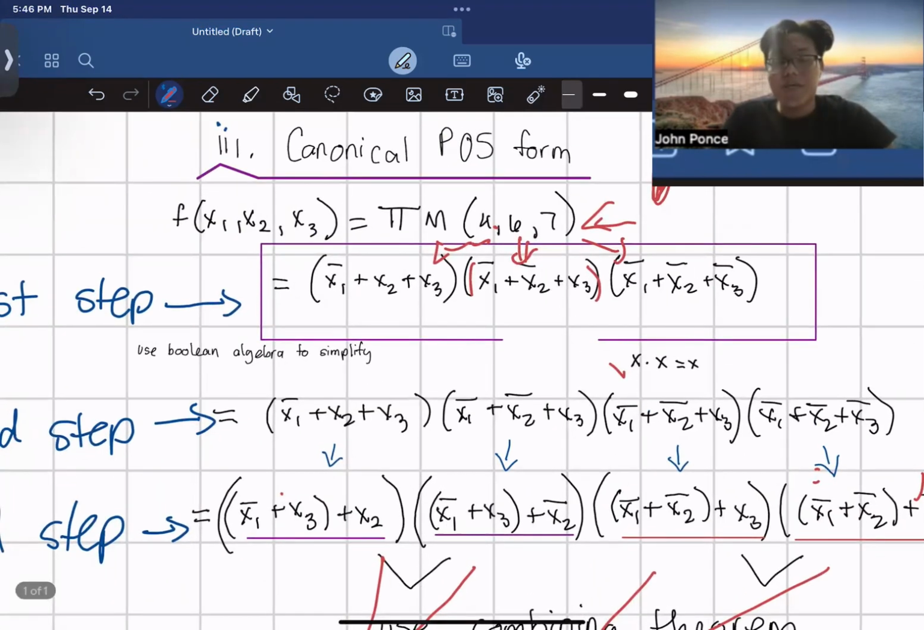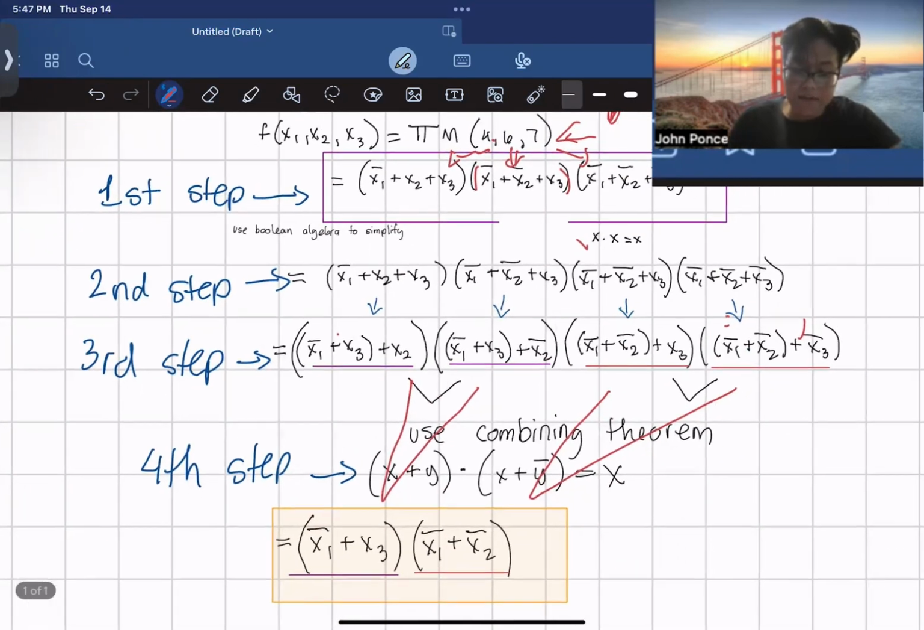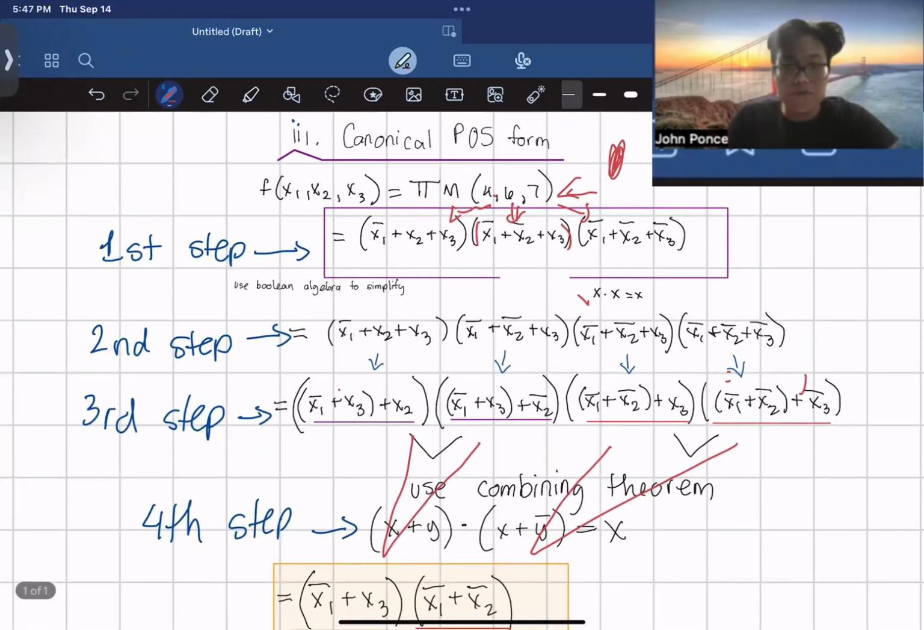Now, to get the canonical POS form, we just take the original function, which is the product of sum of 4, 6, and 7, and instead of 4, 6, and 7, we would use their inputs from x1, x2, and x3. Now, the next step after getting the form, we would use Boolean algebra to simplify the equation further. As you can see, we use a theorem from Boolean algebra that allows us to duplicate one of the parentheses, which equals itself.